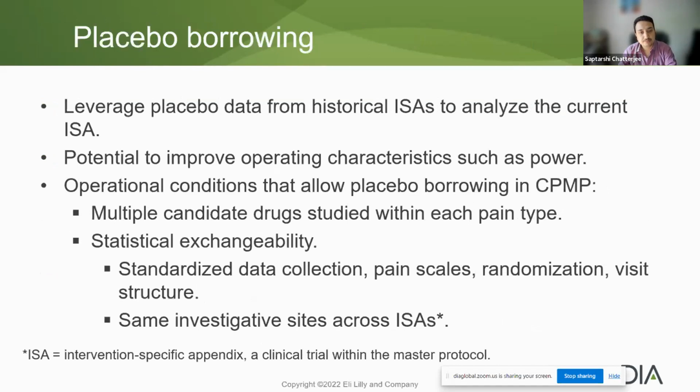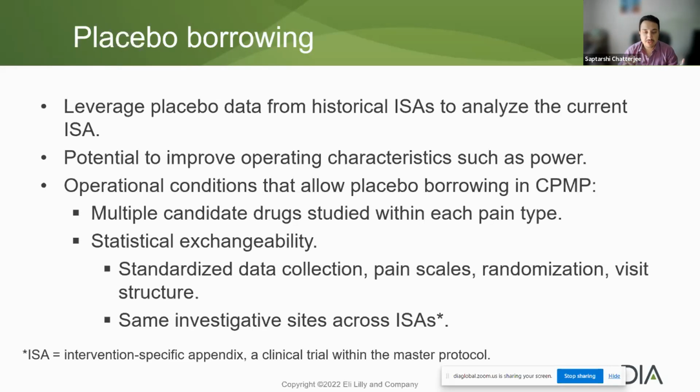Okay. Now, placebo borrowing is probably a less controversial topic, because we all understand the benefit of leveraging the placebo data from historical ISAs to analyze the current ISA. What are the benefits of placebo borrowing? It has the potential to improve operating characteristics, such as statistical properties like power. These are frequentist properties, and we see advantages if we plan to do placebo borrowing. Now, what are the operational conditions that actually allow for placebo borrowing?